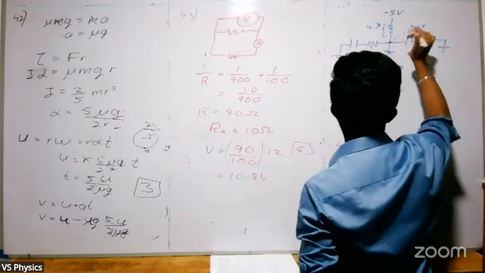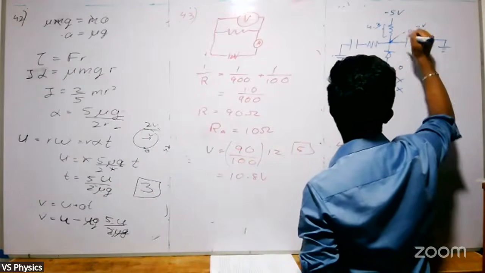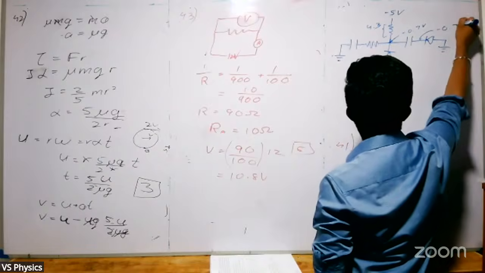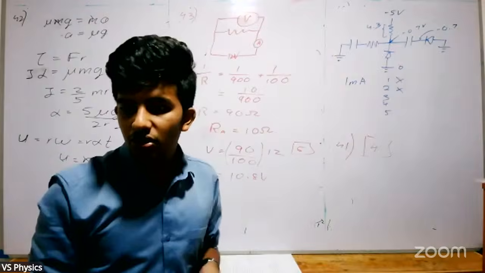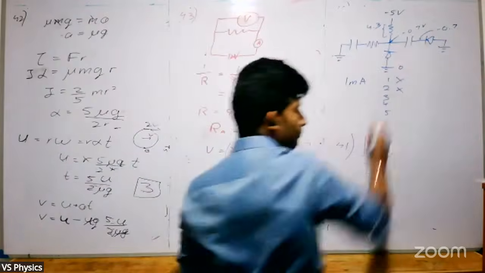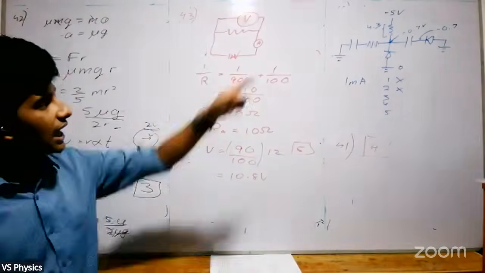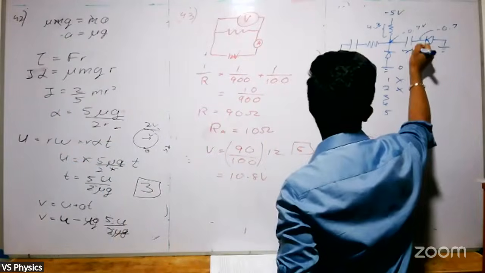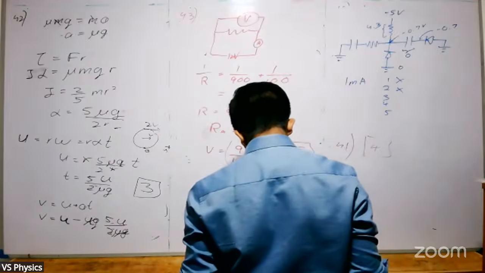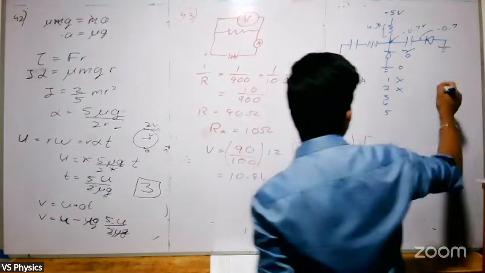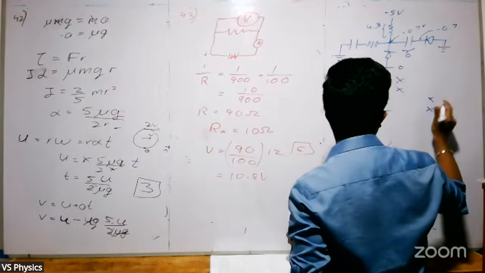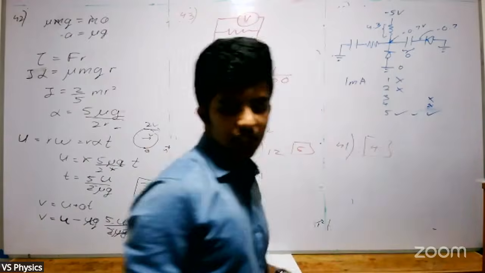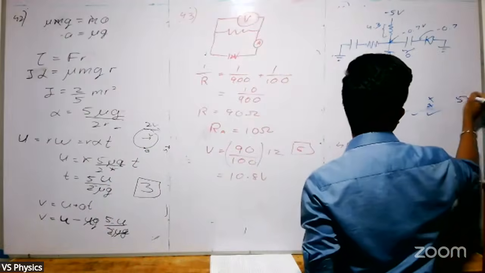This value is negative 0.7, because the voltage should drop across the diode. It is at negative 0.7 and there is no voltage between this. So the third one is out, and only the fifth one is correct. Then we can say the fifth one is the answer.